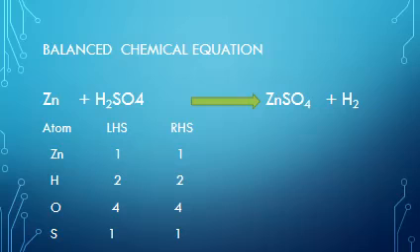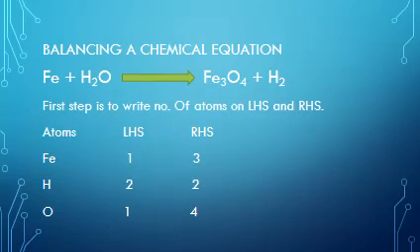Here in this equation we can see the number of atoms of zinc, hydrogen, oxygen and sulfur are the same on LHS as well as RHS. That means this is a balanced chemical equation. But not all equations are balanced. So there are certain steps we have to follow to balance a chemical equation.